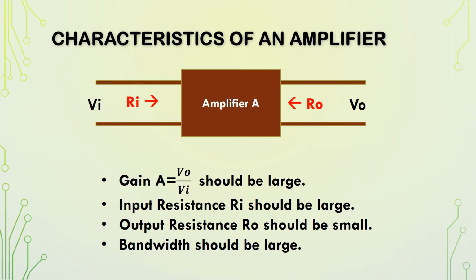And the input resistance, which is represented as Ri, should be large. And the output resistance, Ro, should be small for an amplifier. And finally, the bandwidth of an amplifier should be large enough. Okay, so these are the four important characteristics of an amplifier. Okay, now I will explain each of the characteristics in detail.